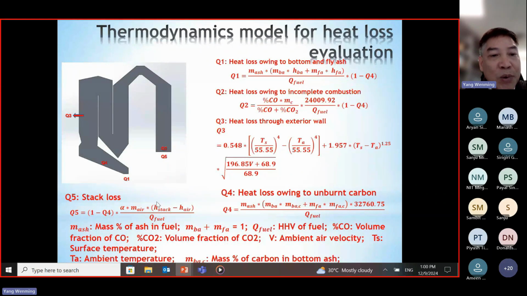The last one is stack loss. This is a major heat loss through the exhaust gas, because when the exhaust gas is discharged from the boiler system, it usually still has a high temperature, basically about 200 degrees C. So this exhaust gas will take away a lot of heat energy. Actually, this Q5 is the biggest heat loss.